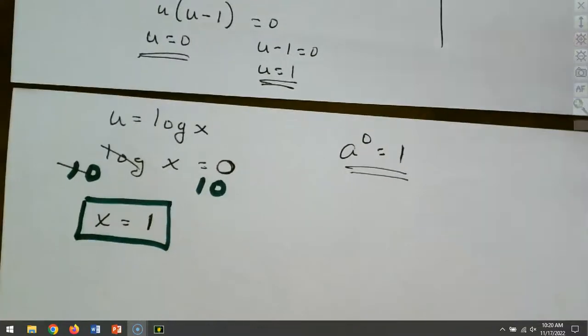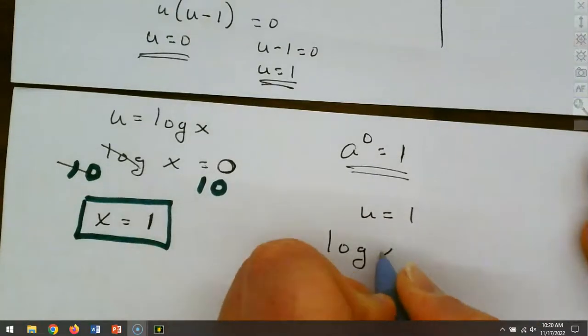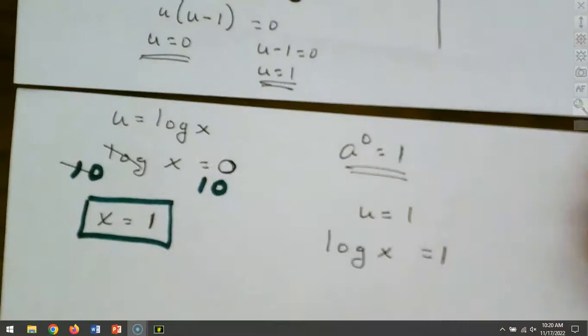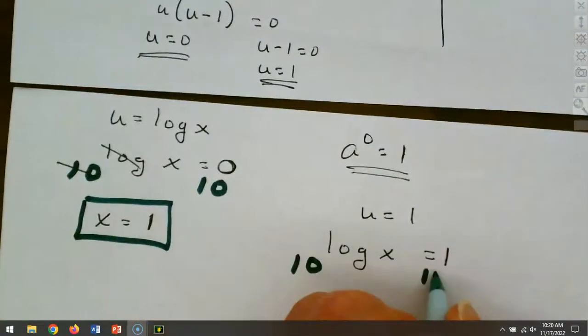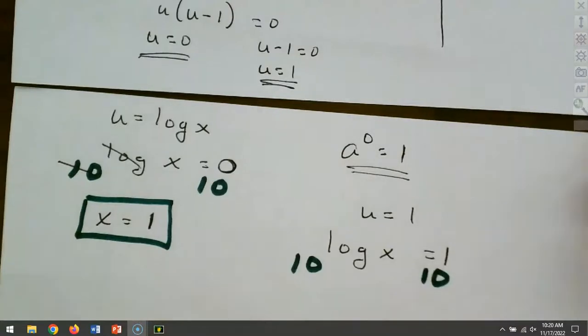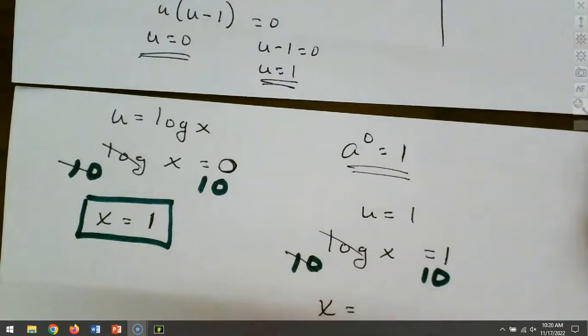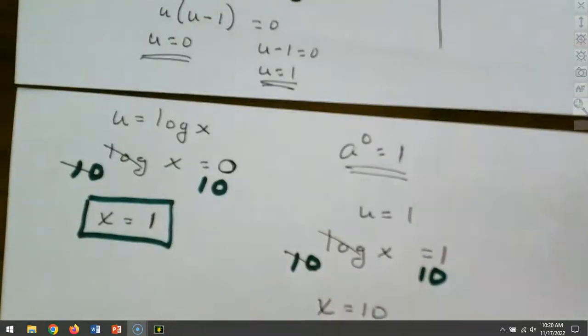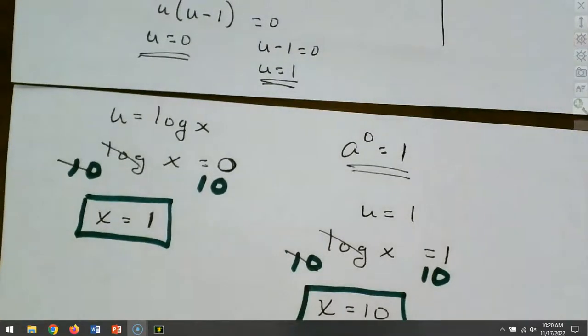What about the other solution? How do we get u equals 1? Well, if u equals 1, then that means log of x equals 1. And how do we get rid of a log? Base 10. We use a 10. So those cancel. And that gives you x equals 10 to the first power, which is 10. So that's how you get the two solutions, which are 1 and 10.